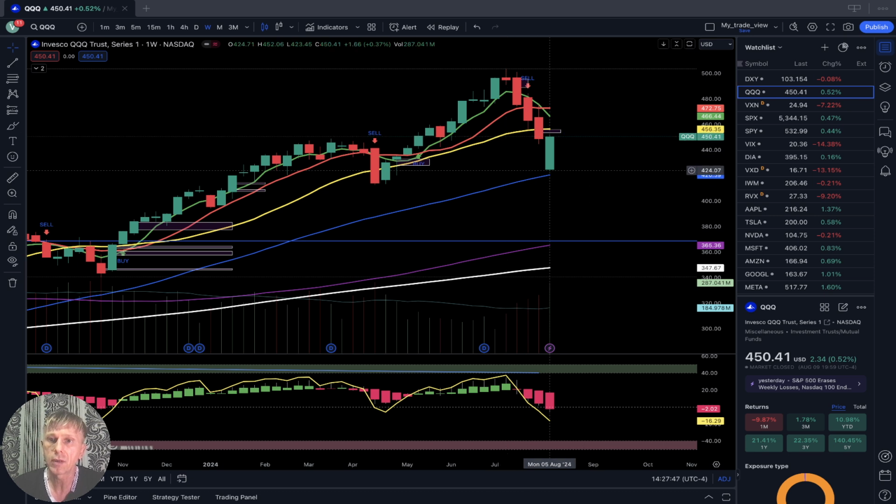Even though it recovered completely what it lost, it completely recovered, but it is still below SMA 20, still bearish territory. We have to remember it.